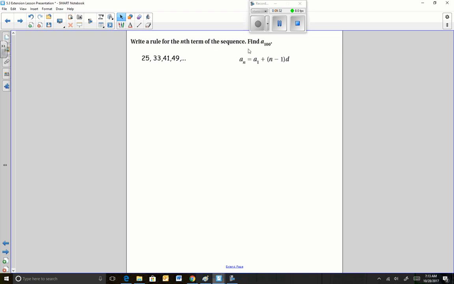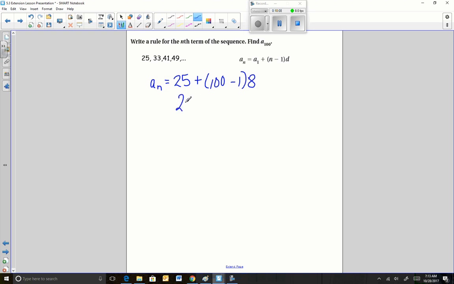Write a rule for the nth term of the sequence. Find a100, which happens to be the 100th term again. So let's take a look. We have this formula. The first term always goes here, so I'm going to write a sub n equals, and I put 25, the first term, plus, and I'm looking for the 100th term, so I put a 100 in for my n, minus 1. It's always minus 1. That never changes. And the common difference. 25 plus what gets me to 33? Well, I have to add an 8. So I know my common difference is 8.